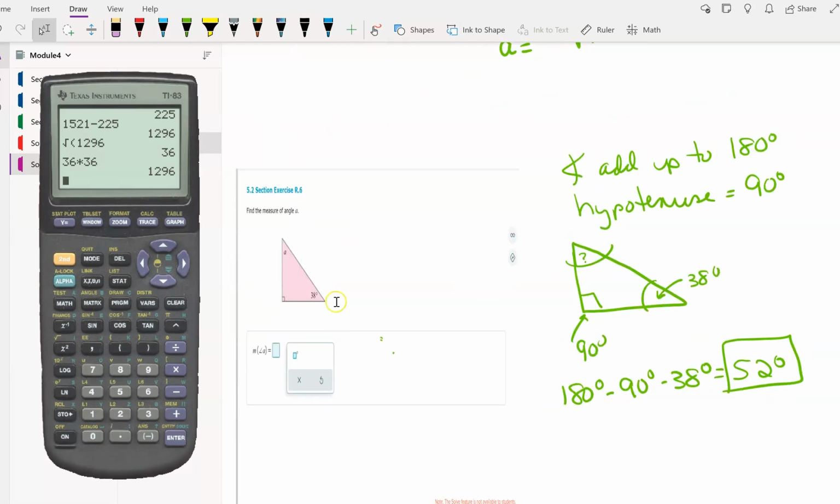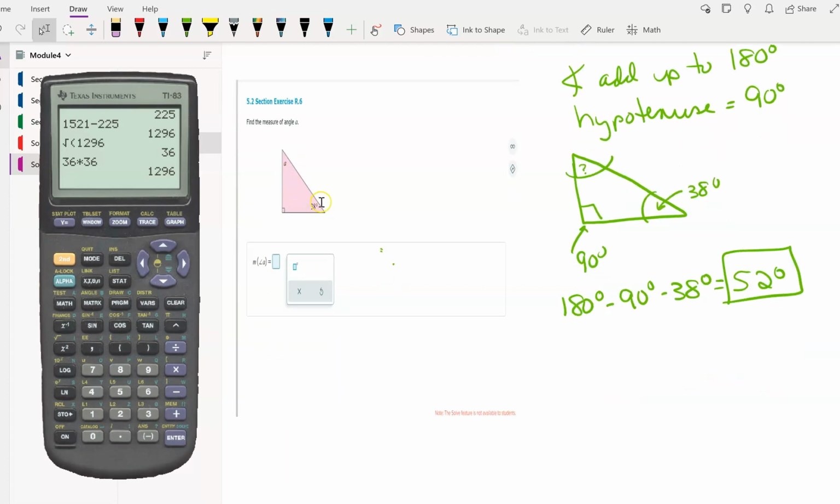All right, on the next problem, section 5.2 R6, this has to do with adding up angles. All the angles in a triangle add up to 180 degrees. The right angle is automatically 90 degrees, so if they're giving you another angle, all you have to do is subtract. This particular problem has 38 degrees, so I'm going to take 180 minus 90 minus 38, and I get 52. So this angle up here in this corner is 52.